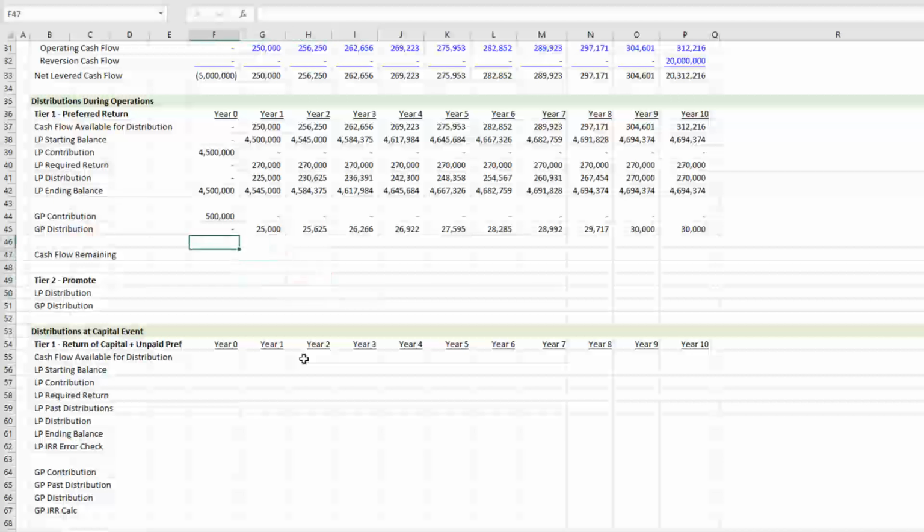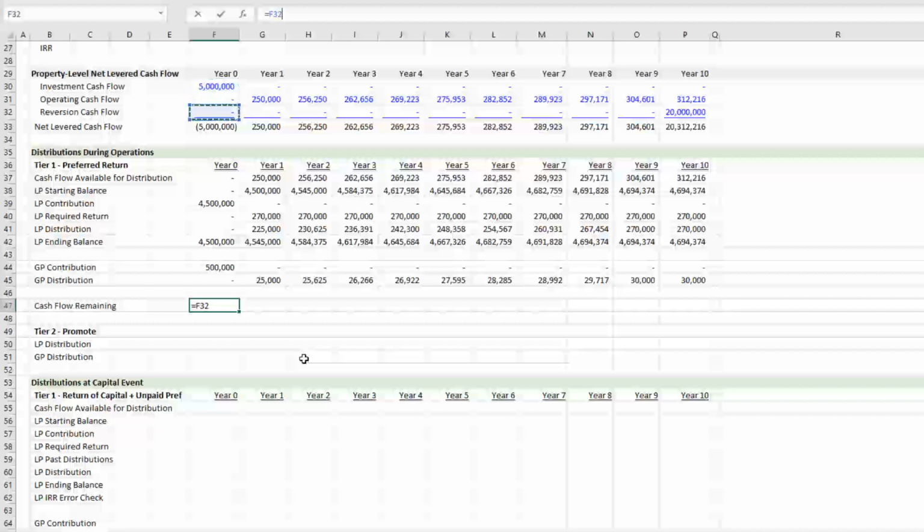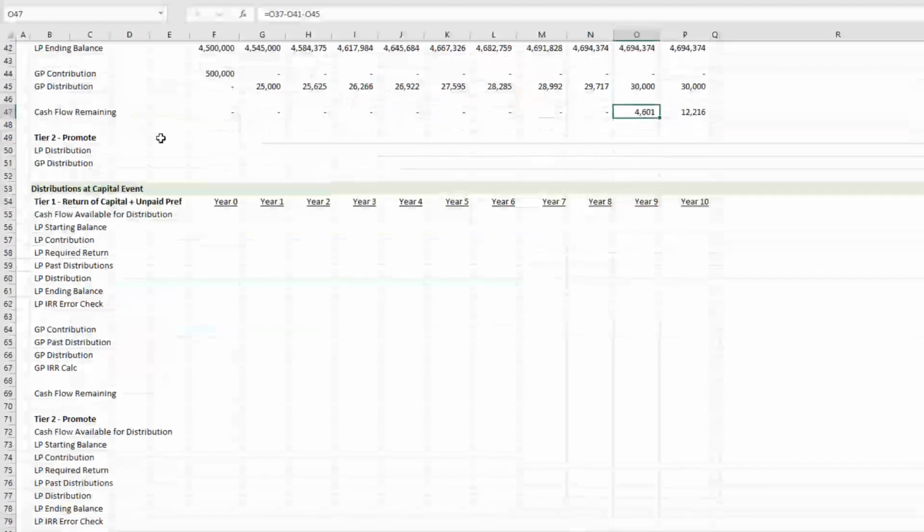Now, then we come down, how much cash flow is remaining? Well, we go equal the cash flow available for distribution minus the amount distributed to the LP minus the amount distributed to the GP. Fill that out to the right, and what you'll see is there is cash flow available to distribute in these last two periods. So then we come to the promote.